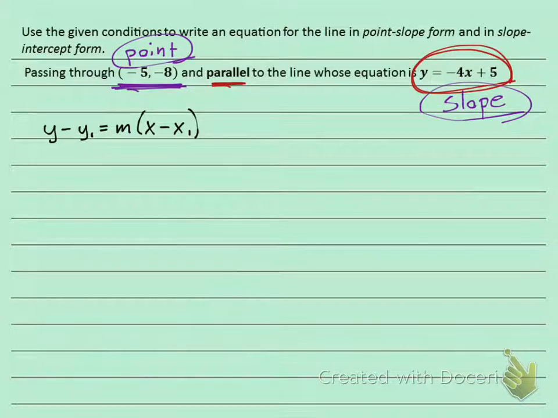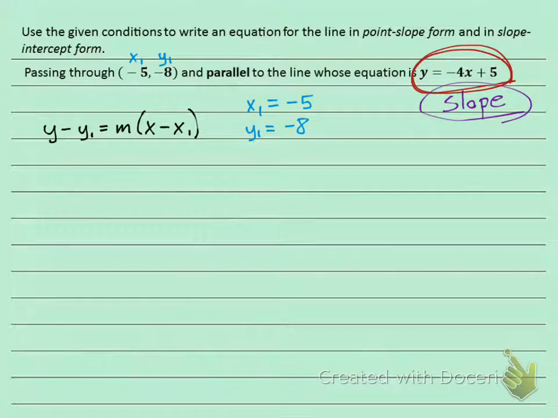So what is my x1? Well, if I look at my point over here, I know that x comes first before y. So this is going to be my x1. And then this is going to be my y1. So x1 is -5. And y1 is -8.